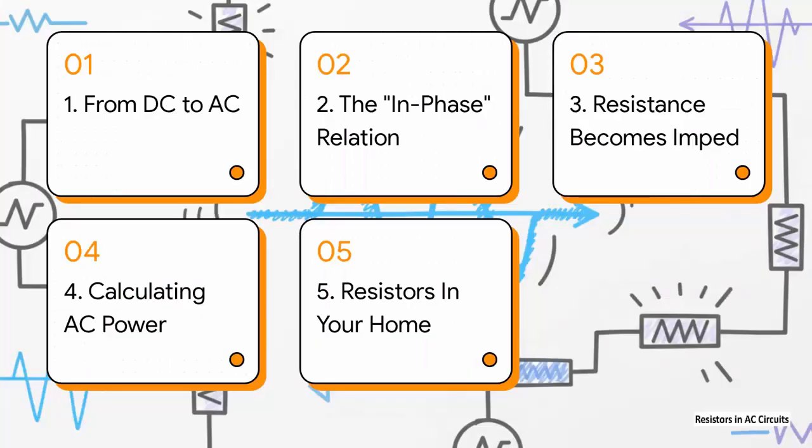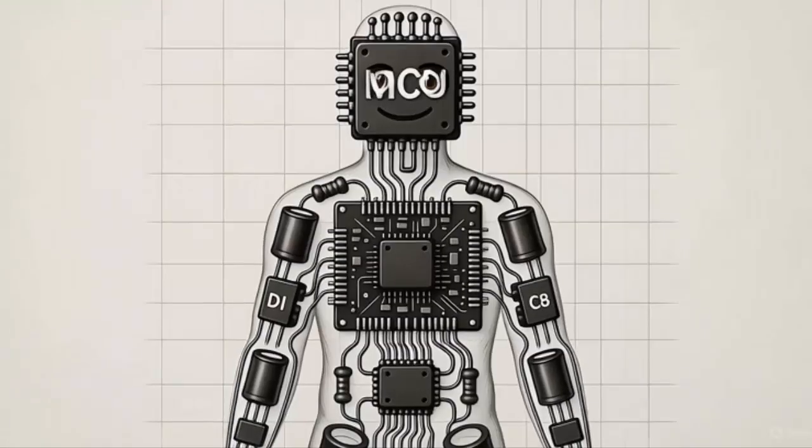So here's our game plan. We'll start by comparing DC and AC. Then, we'll get into something called the in-phase relationship. After that, we'll touch on impedance, figure out how to calculate power, and then we'll bring it all home, literally, by looking at examples around you.